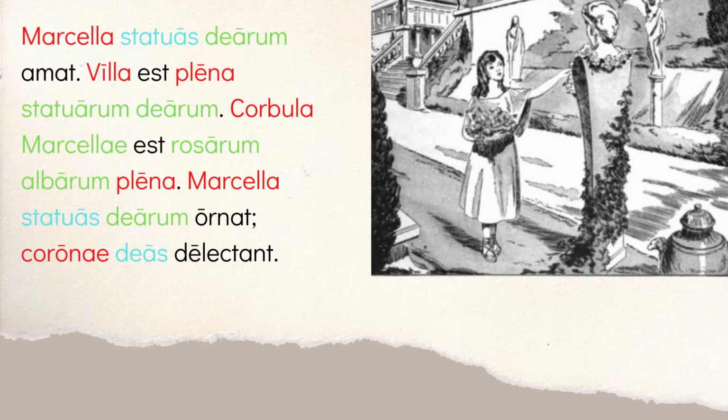Okay? But if you think of coronae as being your subject, which it is, now you can translate it better. The coronae, the crowns, delight. Right? And the crowns are what Marcella is using to decorate. You can see in the picture, she's making little crowns of flowers, right? She has her white roses. So the crowns are delighting the deas, the gods, right? So the idea here is that Marcella is decorating statues of the gods, and it makes them happy because now their statues are all pretty. Right?